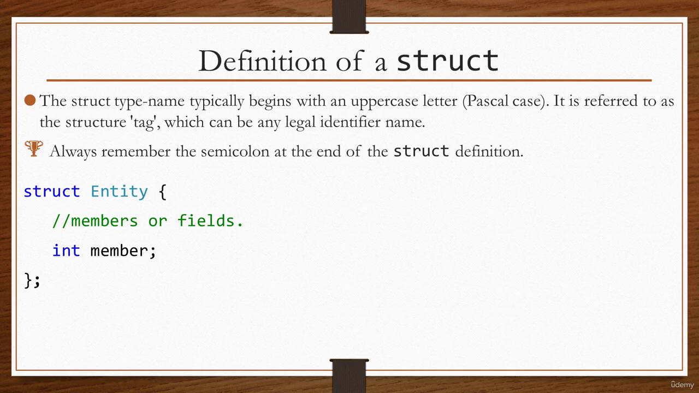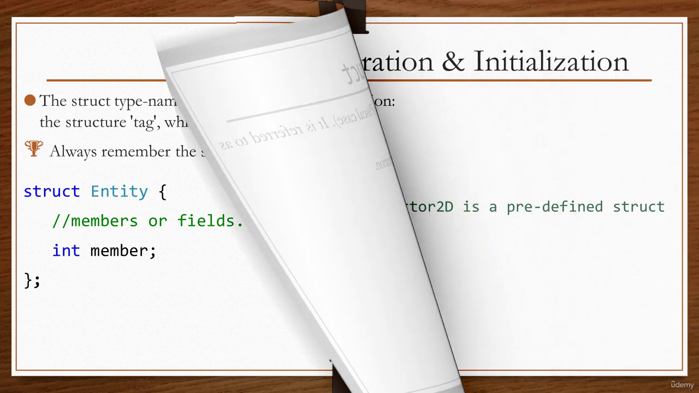So again, this is a typical example that I will use: struct entity, and then typically I will use some member, so int member, for example, as the member or field. That again is simply because we are not working with a specific example here. It's just some high-level example to demonstrate some C++ feature.